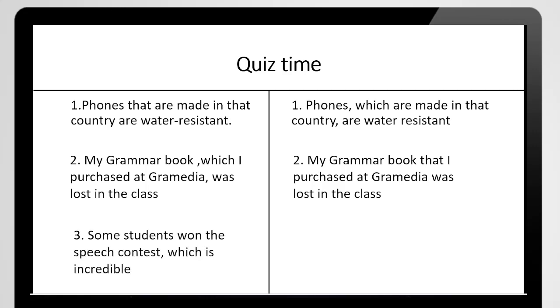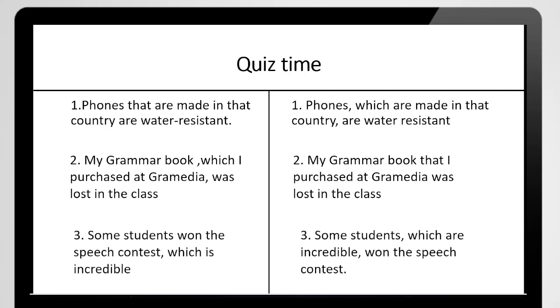The third one, some students won the speech contest, which is incredible. Some students, which are incredible, won the speech contest. All right, so the answer is which is incredible. Because which is incredible describes the whole sentence, not only describing some students, but the whole sentence.